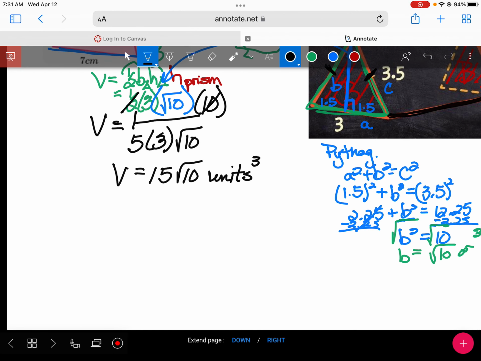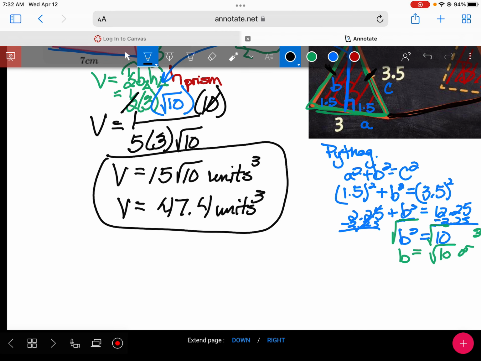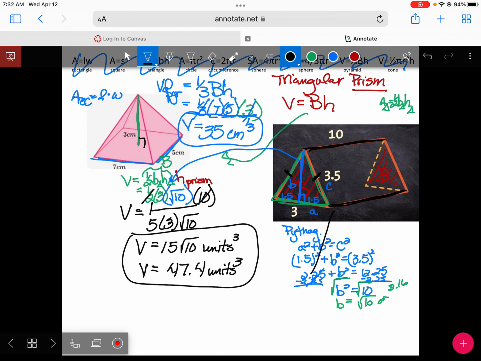Now, if you multiply that out, and you don't like leaving it in square root form, I did this earlier. It is 47.4 units cubed. Okay? So I would take either one of those.